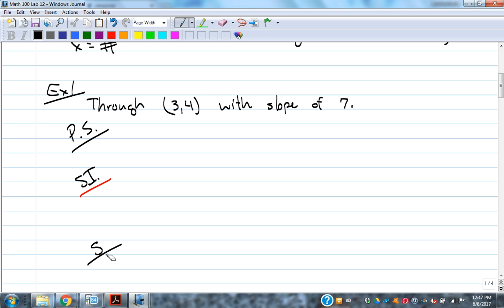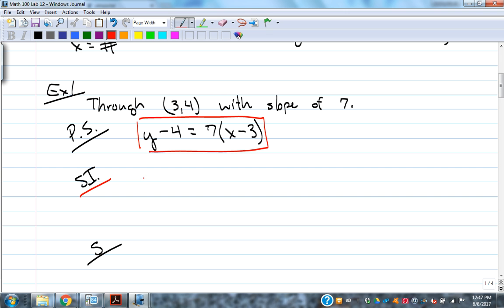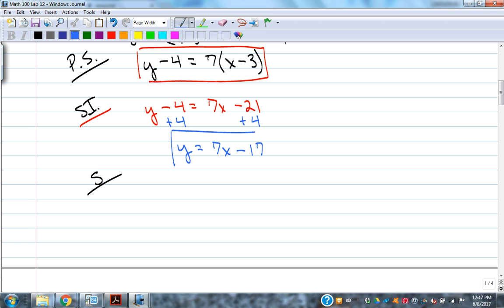Let's start with this one. The point that the line goes through is 3, 4 with a slope of 7. So we'll start with the point slope form, which would be y minus 4 equals 7 parentheses x minus 3. And then to get in slope intercept form, we would take that and distribute the 7, and then add the 4 to the 21. That gets us y equals 7x minus 17. And there is slope intercept form.